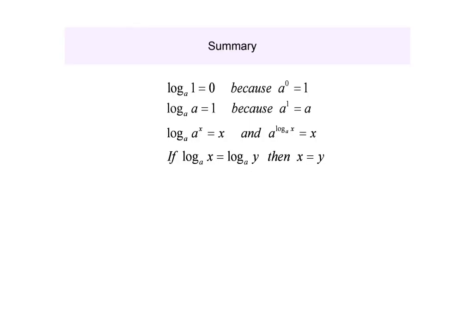So let's review these properties. Log base a of 1, any base, when the argument is 1, gives you a 0. That's because any base raised to the 0 power is 1. Log base a of a is 1. That's because a to the first power is always a. Log base a of a to the x is x, and a to the log base a of x is x. Logs and exponential functions undo each other. They are inverses of each other.